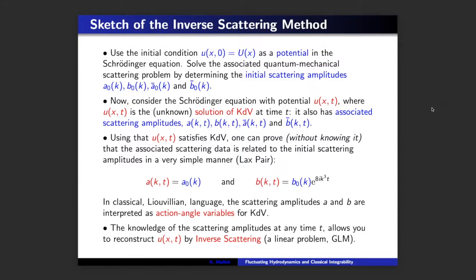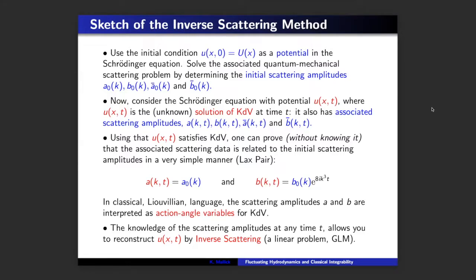But then you could also consider the Schrödinger equation with the solution of KdV at time t, u(x,t). This would be a different shape because u evolves with time. And this would be a different scattering problem. A priori, you don't know how to solve the problem, so you don't know what is the value of this potential. If you knew the value of u(x,t), it means that you can solve KdV. Are you with me? Okay.